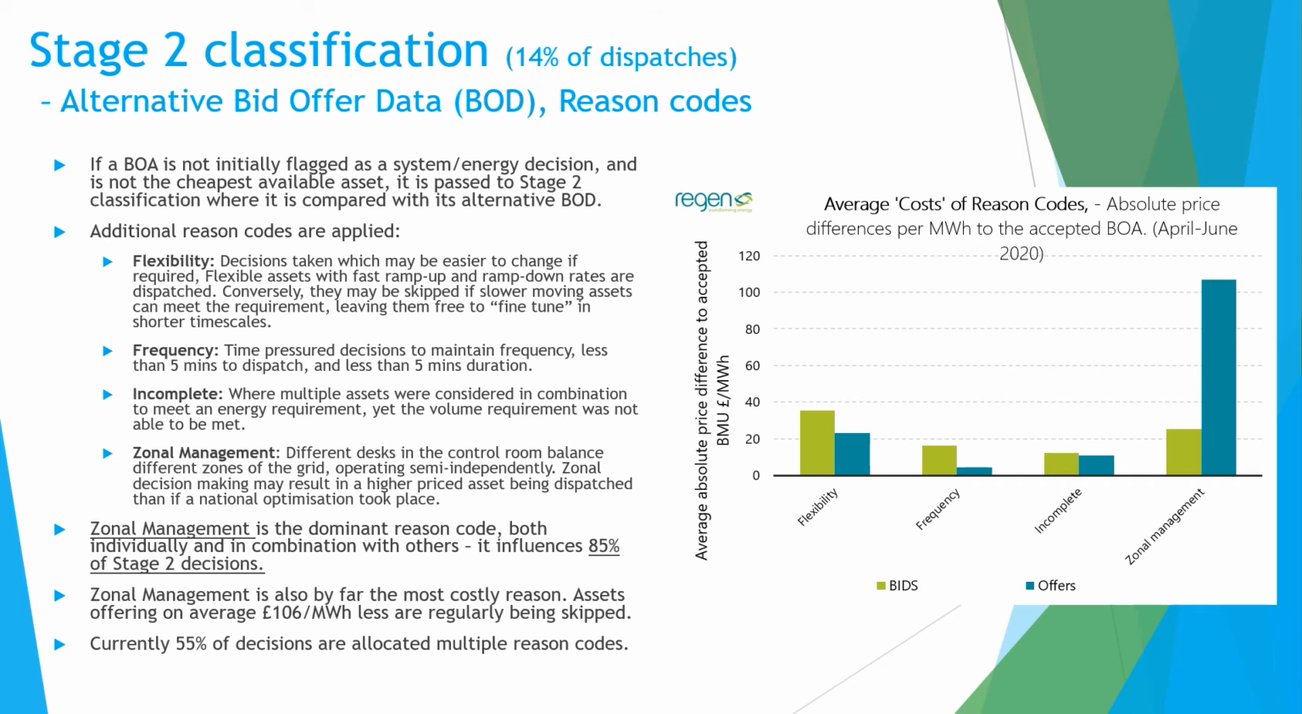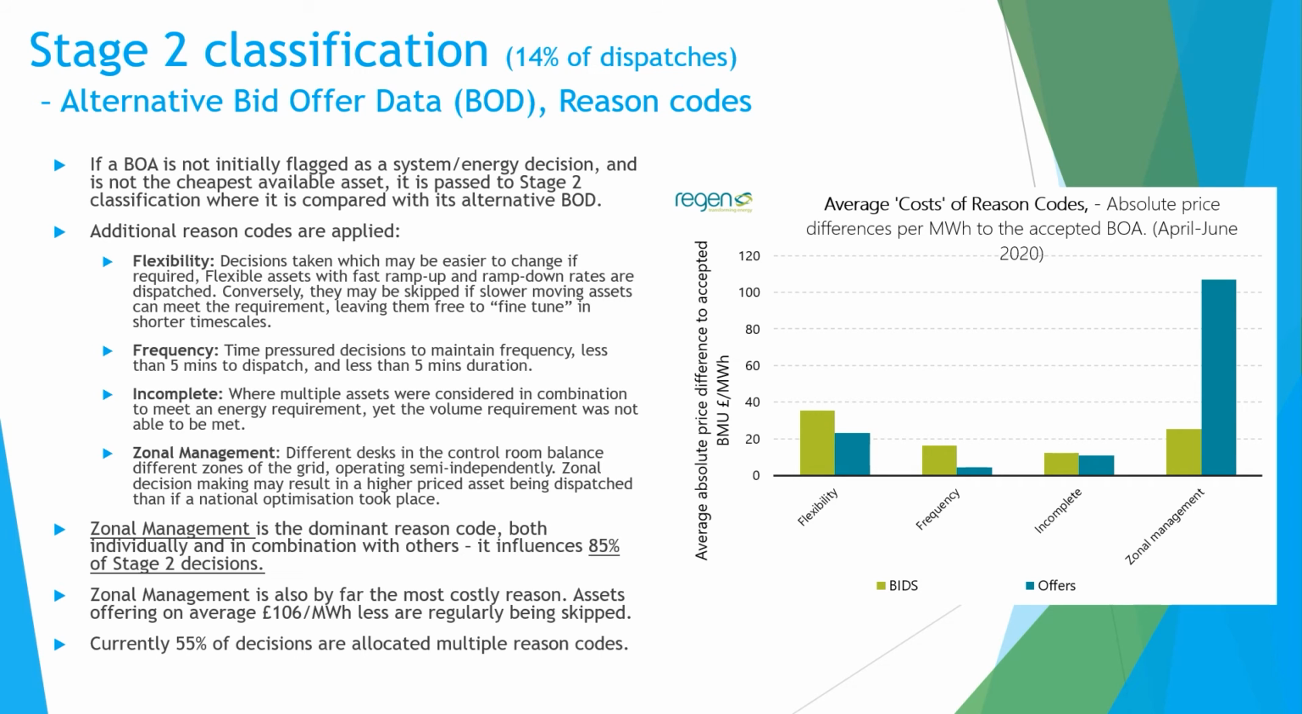Incomplete, so this is where the control room has attempted to combine multiple smaller actions to meet energy volume, but they haven't managed to do this, and so all those actions are skipped. And then we have zonal management. So this is to do with the operation of the control room. There are different desks balancing different zones of the grid, and they operate semi-independently.